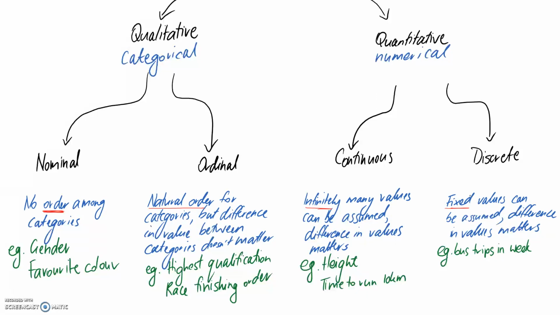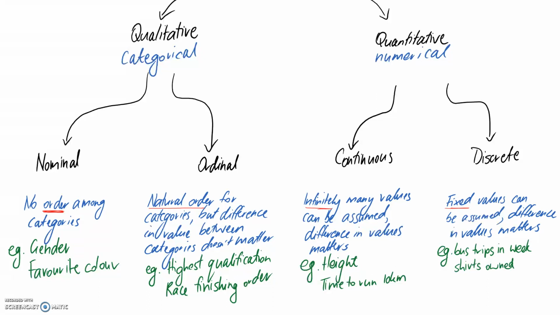Another example might be the number of shirts that you own. This again would have to be measured as a whole number. You can't really have half a shirt, and it doesn't really make much sense. So that's why it becomes a discrete variable, because that value is fixed.